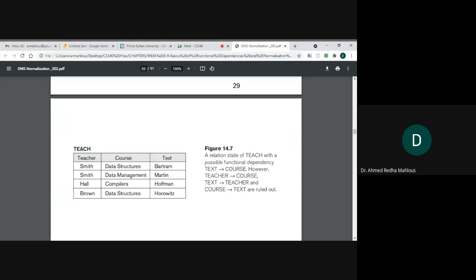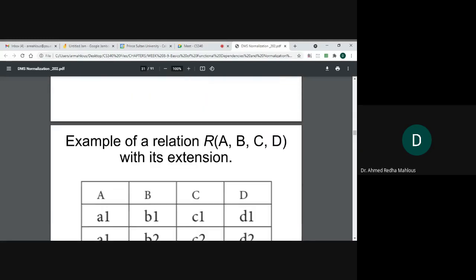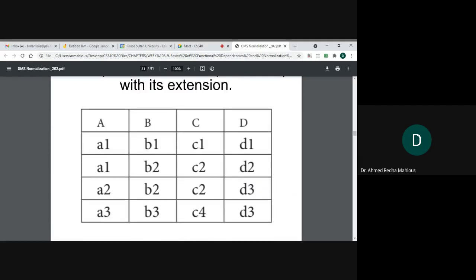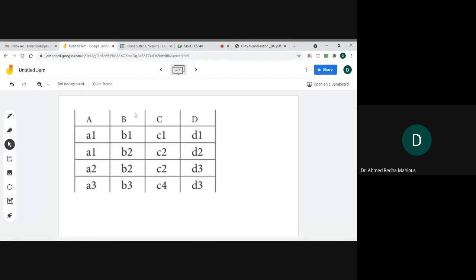So these are with regard to functional dependency. Let's have a look at this one. If you consider A, B, C, D... Can you see my screen, Shabab? Yes, doctor. These are the attributes A, B, C, D, and I'm now looking for the tuples where I can have some functional dependency.